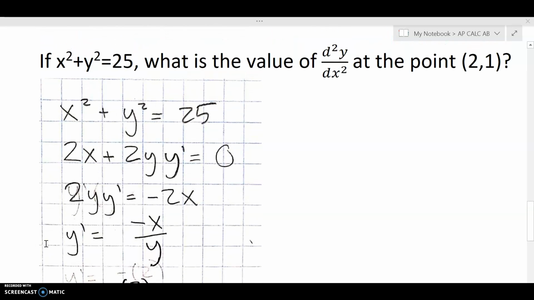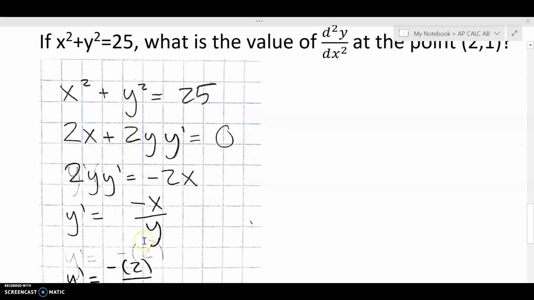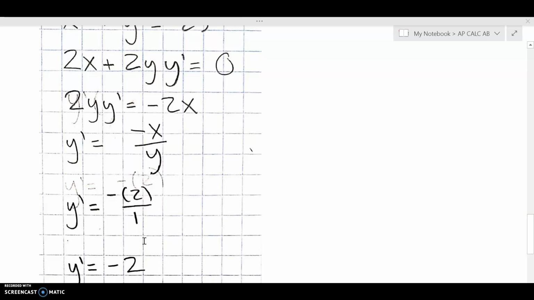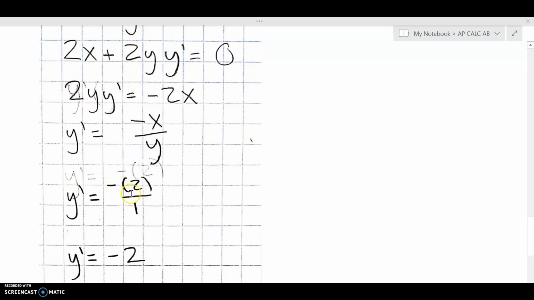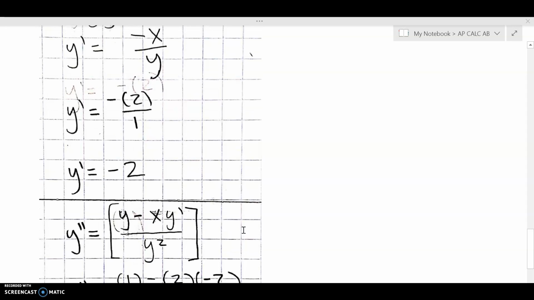Okay, before we move on, there's actually a little shortcut you can do that'll make your life a little bit easier. So, if we plug the coordinates of this point in right here, you should get -2, because of course, if you plug it in, it's going to be -2 over 1, which is -2. And that'll make finding the second derivative a lot easier, because actually, let's move on to finding the second derivative.